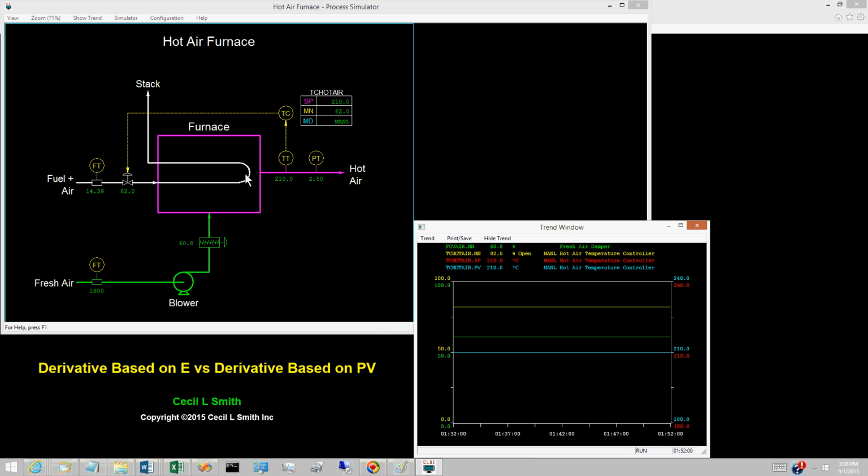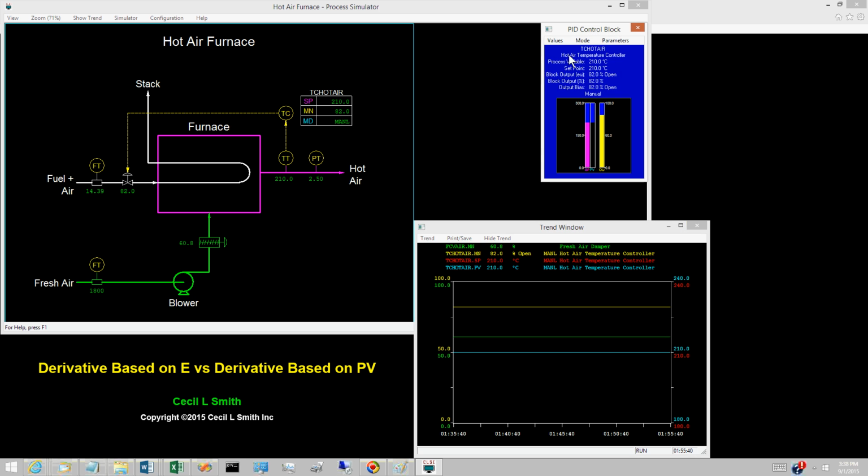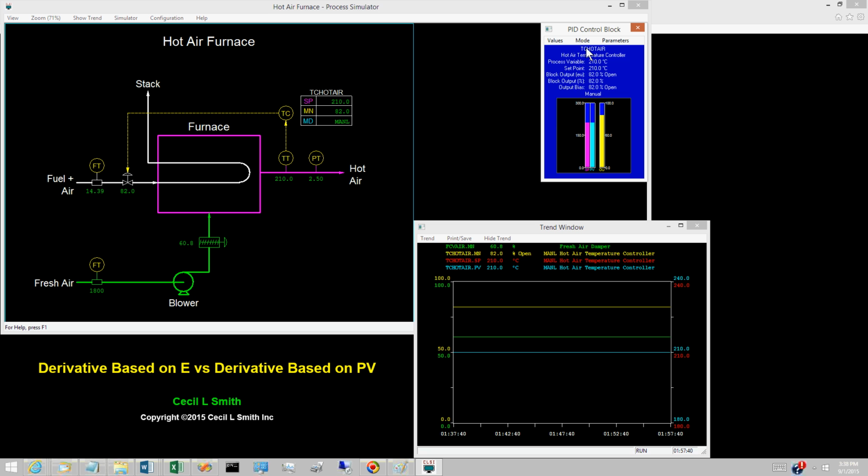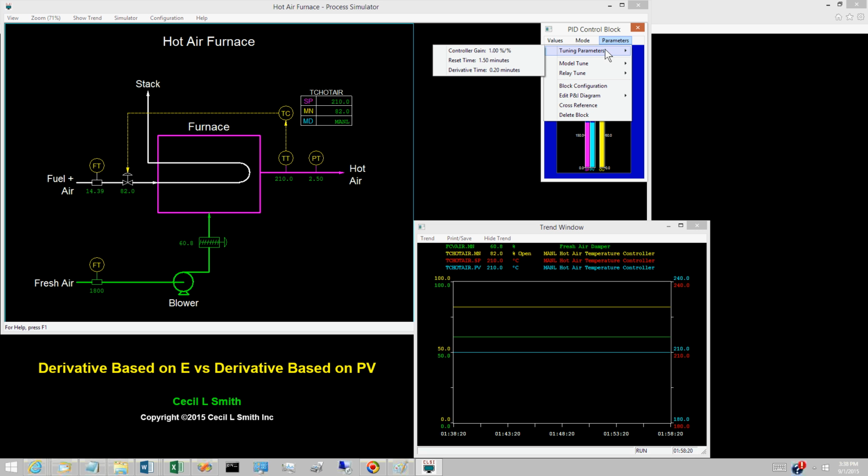The hot air furnace will be used to illustrate PID control with derivative based on PV and PID control with derivative based on E. The initial tuning of the hot air temperature controller is a controller gain of 10 percent, a reset time of 1.5 minutes, and a derivative time of 0.2 minutes. This is PID control. The derivative is based on the PV, as will be confirmed shortly.